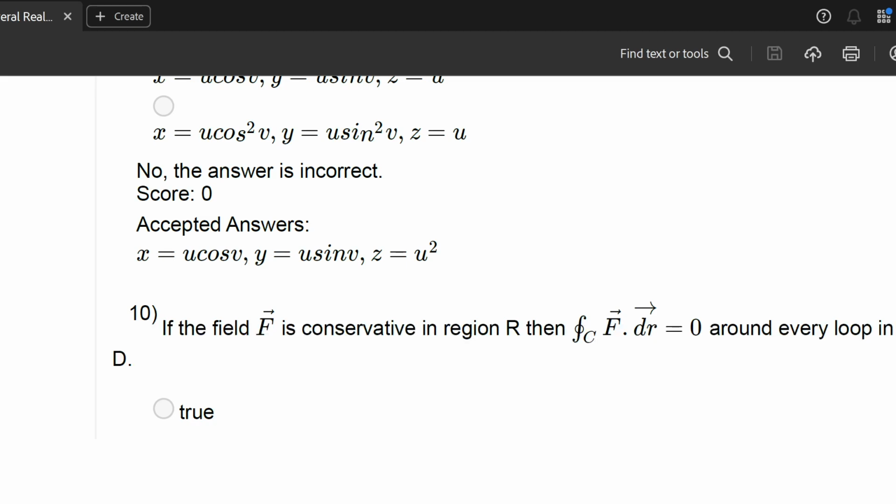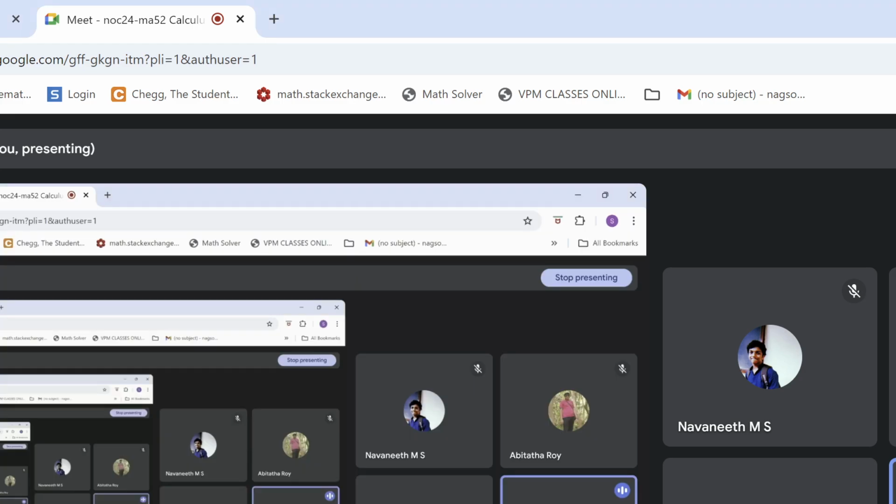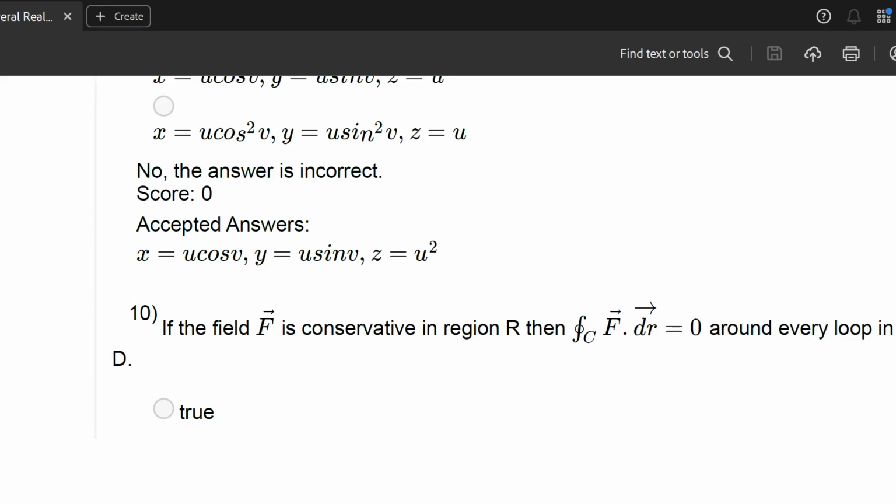Cauchy's theorem is saying, suppose f is an analytic function. I don't know whether all of you know this analytic function thing. Analytic means it is differentiable in the complex plane. If f is analytic, then the integral over a closed curve is 0. You are correct. But here it is in terms of vectors.